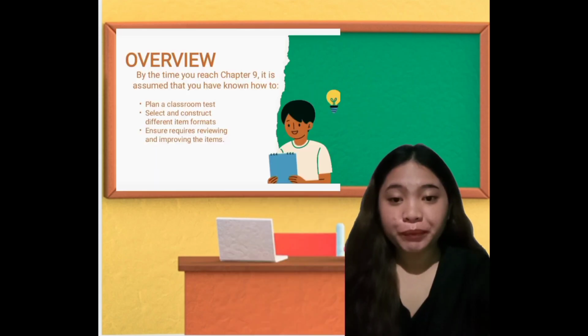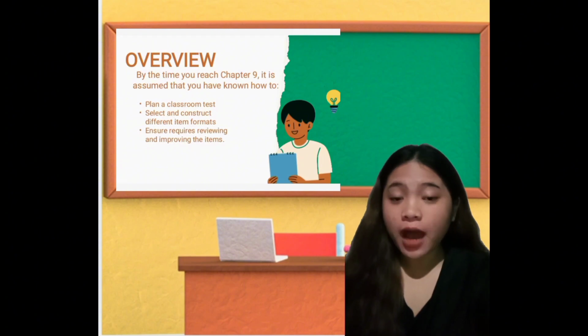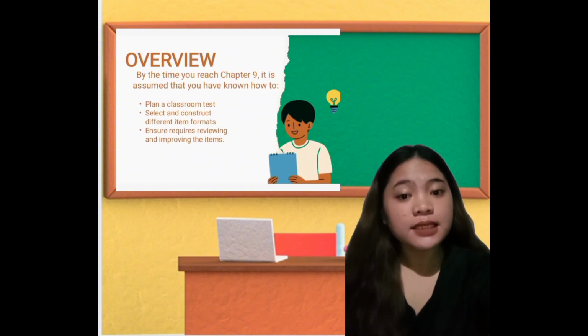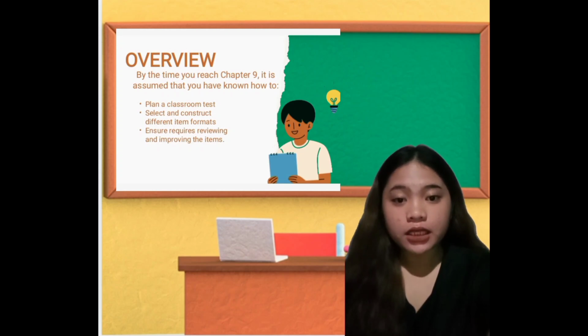By the time you reach Chapter 9, it is assumed that you know how to plan a classroom test: specifying the purpose for constructing it, the instructional outcomes to be assessed, and preparing a test blueprint to guide the construction process. Next are the techniques and strategies for selecting and constructing different item formats to match the intended instructional outcomes, which take up the second phase of the test development process. That is the content of the preceding chapter, and improving the items is the third phase of the process.